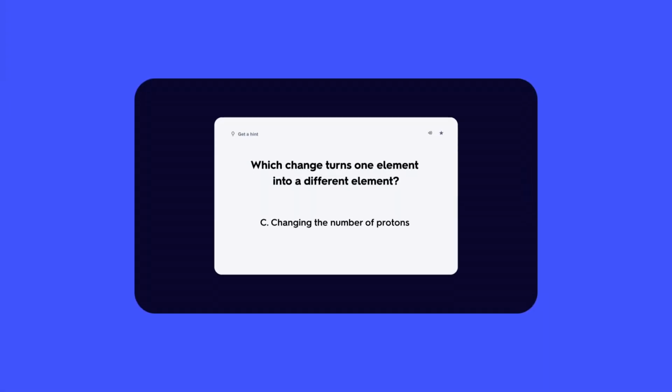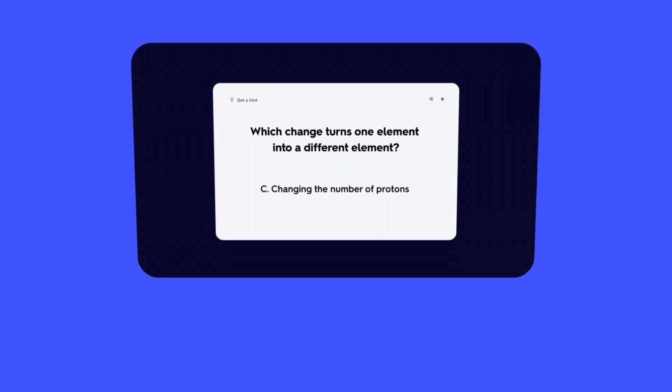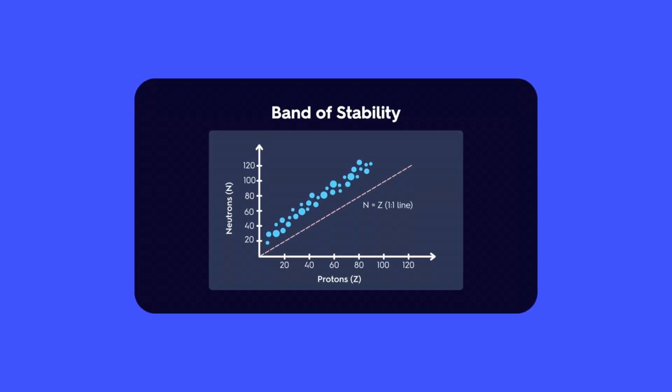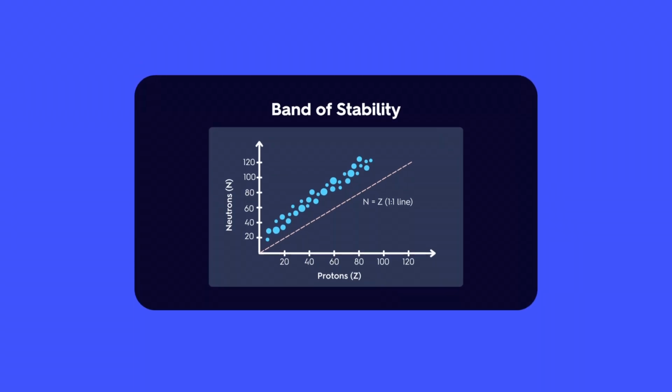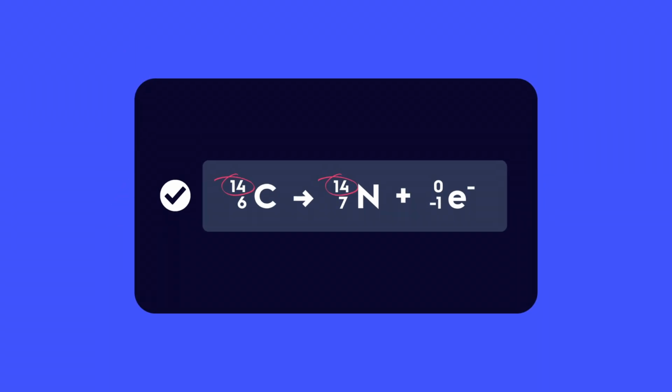So far, we have covered what makes a reaction nuclear, why nuclear stability matters, and the 2 key balancing rules. Total mass number must match on both sides, and total atomic number must also match.